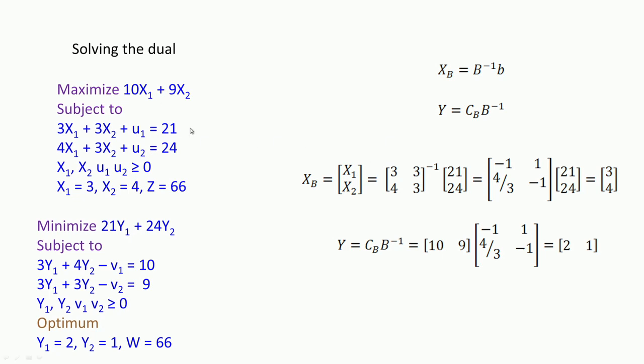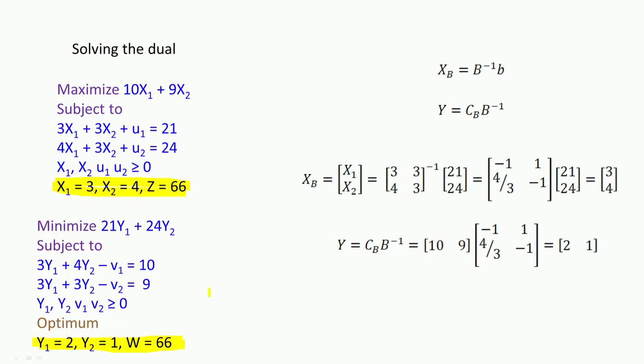Now again we go back to the familiar problem where we maximize 10x1 plus 9x2 subject to 3x1 plus 3x2 less than or equal to 21 and 4x1 plus 3x2 less than or equal to 24. We already know that the optimum solution is x1 equal to 3, x2 equal to 4 with z equal to 66. Now here is the dual which we have seen, and we know that the optimum solution to the dual is y1 equal to 2, y2 equal to 1 with w equal to 66.